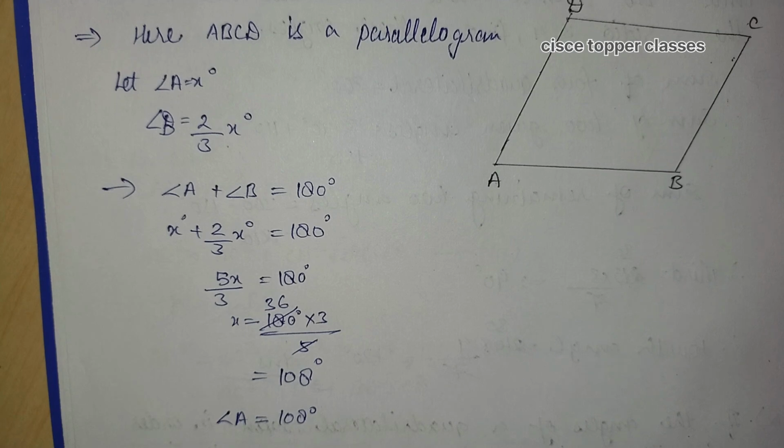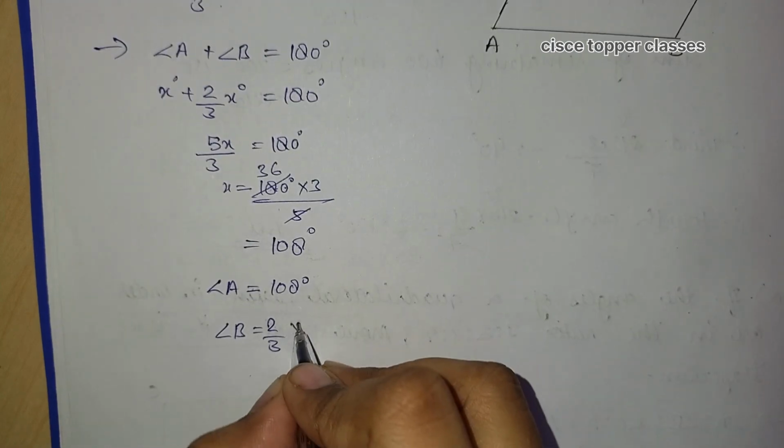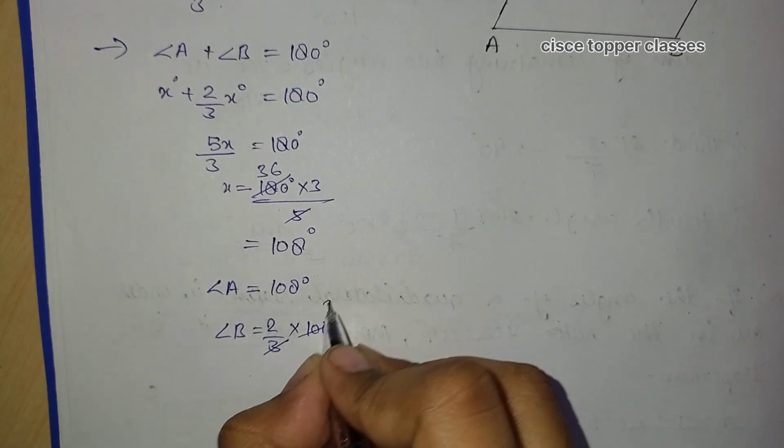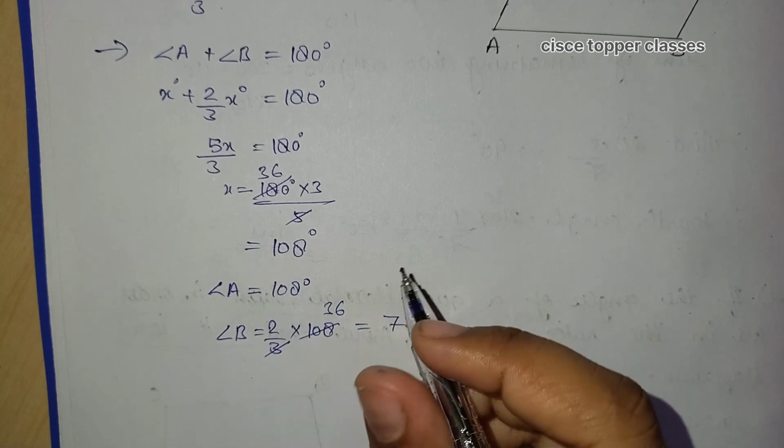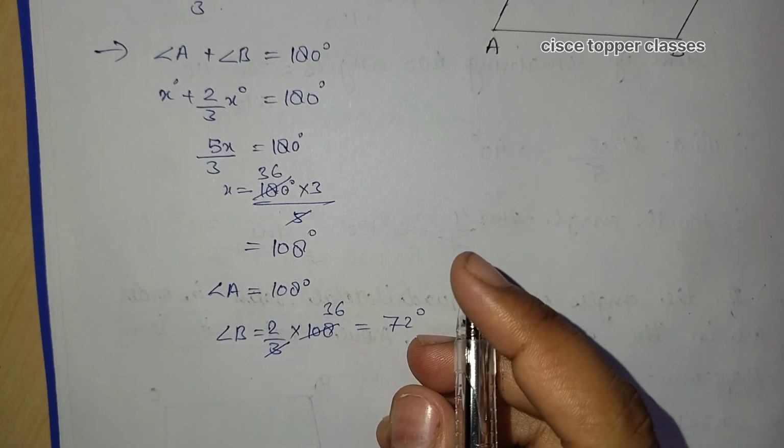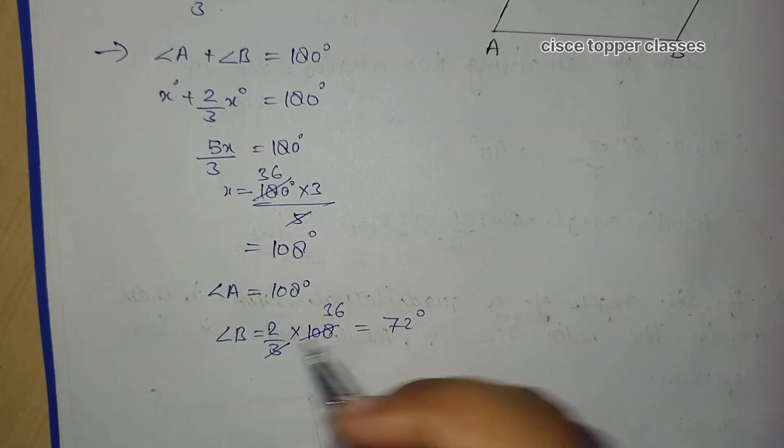Angle B is equal to 2 by 3 of x degree, means 108. This will cancel out, and 36 into 2 will be 72 from here. So this is only we have to find. We have to find the angle of here, this A and B.